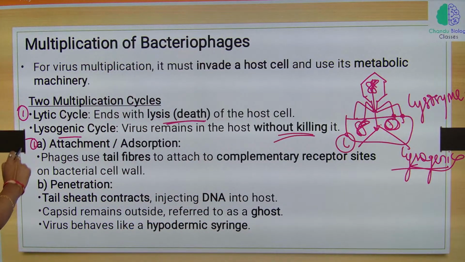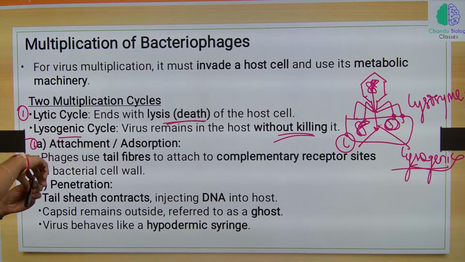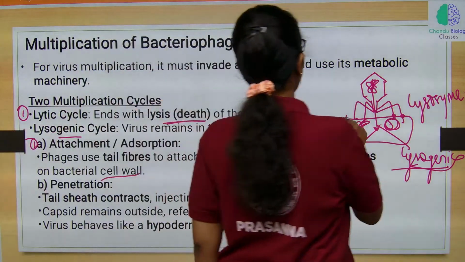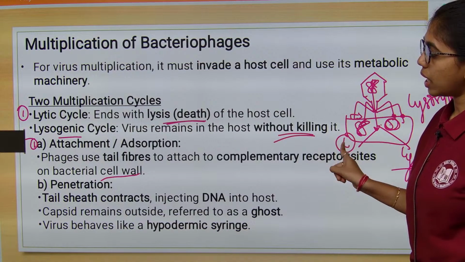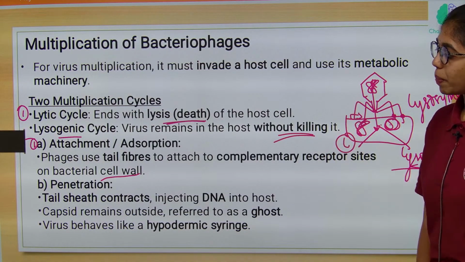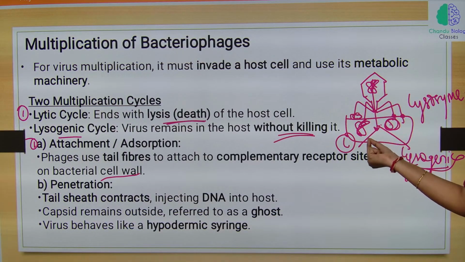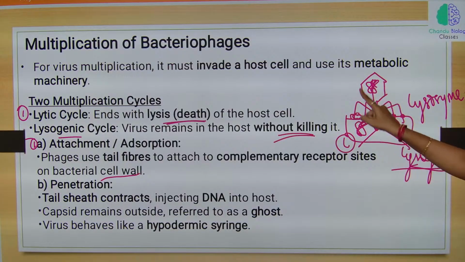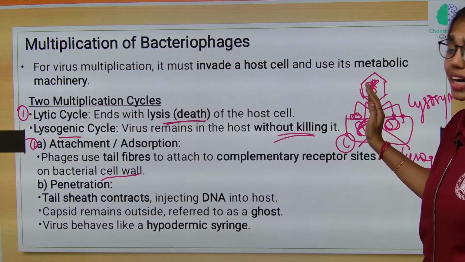First is attachment or adsorption. Phages use tail fibers to attach to complementary receptor sites on the bacterial cell wall. Second is penetration. The tail sheath contracts and injects the DNA into the host. The capsid, the proteinaceous coat, remains outside, which is referred to as a ghost.